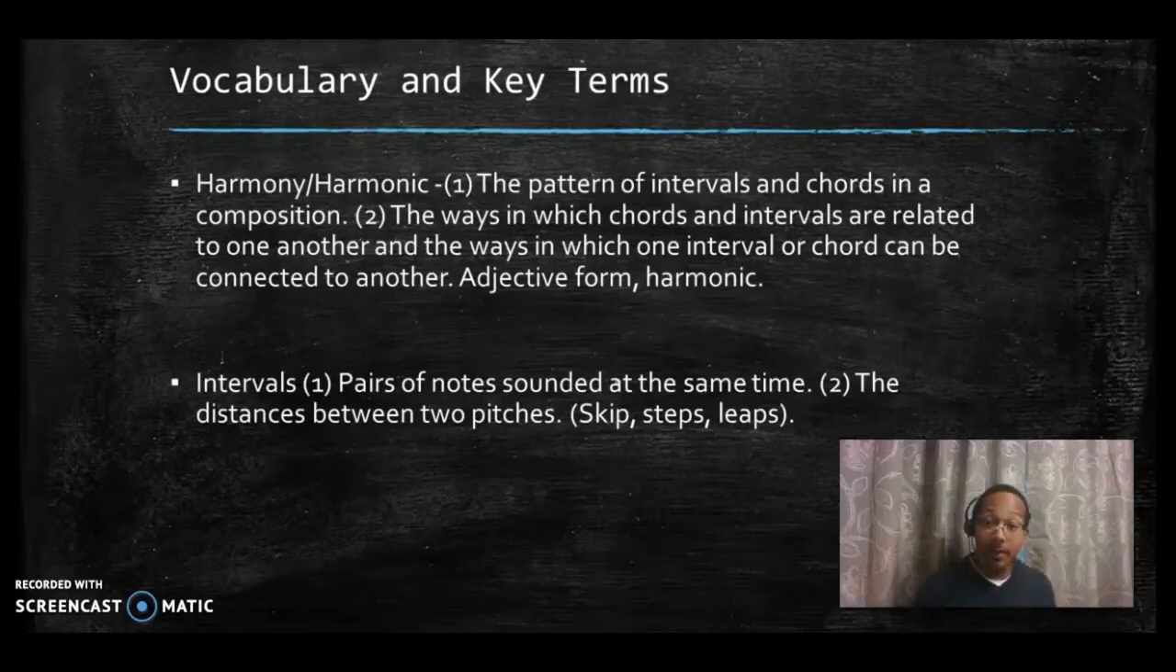Intervals are a pair of notes sounded at the same time. It is also the distance between two different notes. For example, here is the interval of a major third, which we'll learn about more later in today's lesson. It is a pair of notes, two notes, a C and an E, sounded at the same time, and they are a skip apart.